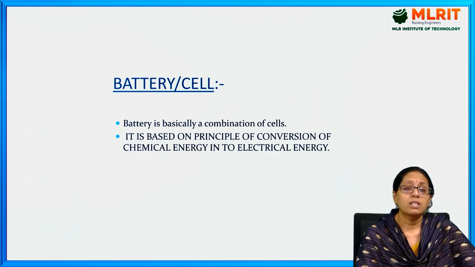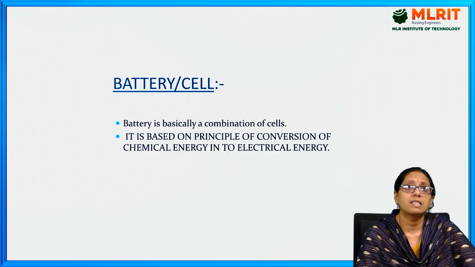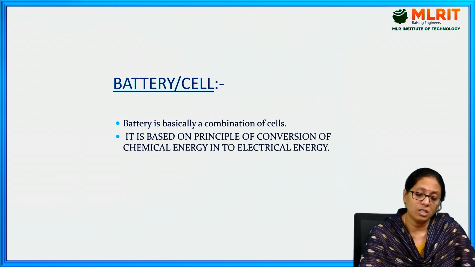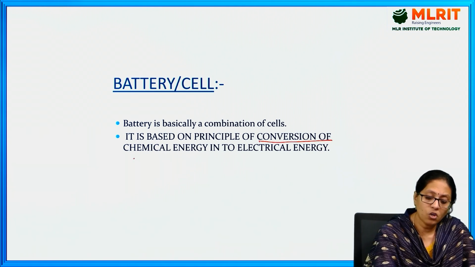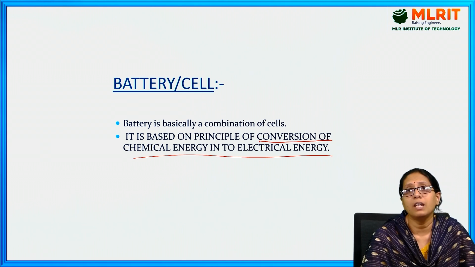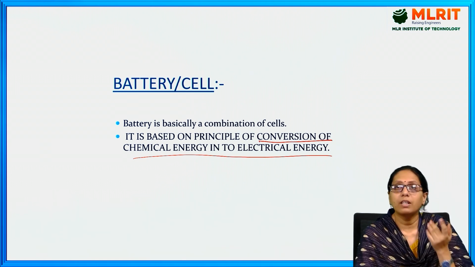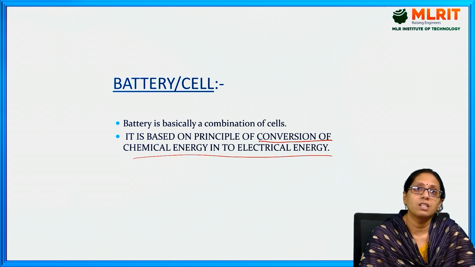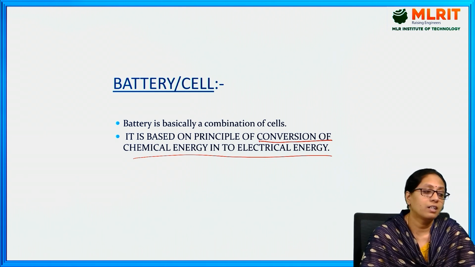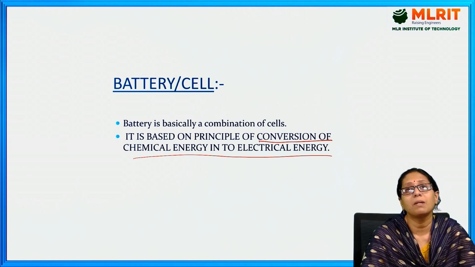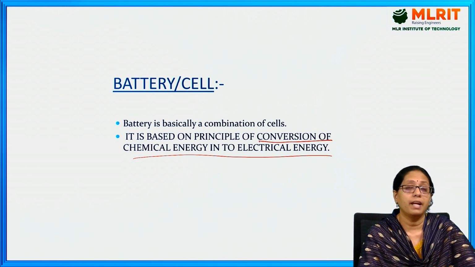And next one is battery or a cell. It is basically a combination of cells. It is based on the principle of conversion of chemical energy to electrical energy. Means it converts the chemical energy to electrical energy. Previously we have seen the mechanical energy, that is fuel energy into electrical energy. Now this is chemical energy to electrical energy.